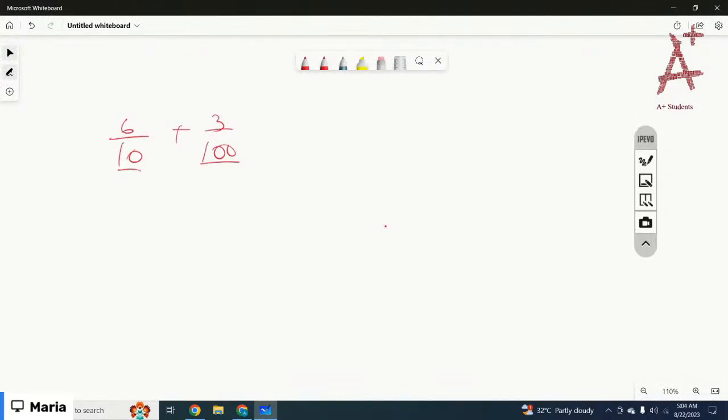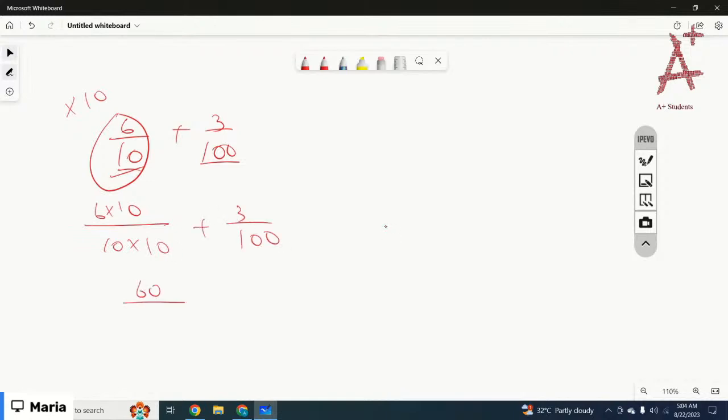See, they have different denominators, right? You have to make this denominator equal to 100. So 10 times 10 is 100. So you have to multiply this fraction by 10. So it would be 6 times 10 over 10 times 10. That would be 60 over 100 plus 3 over 100. So when you add them, 60 plus 3 makes 63 over 100. So the second option is the correct one, that makes 63 over 100, right?